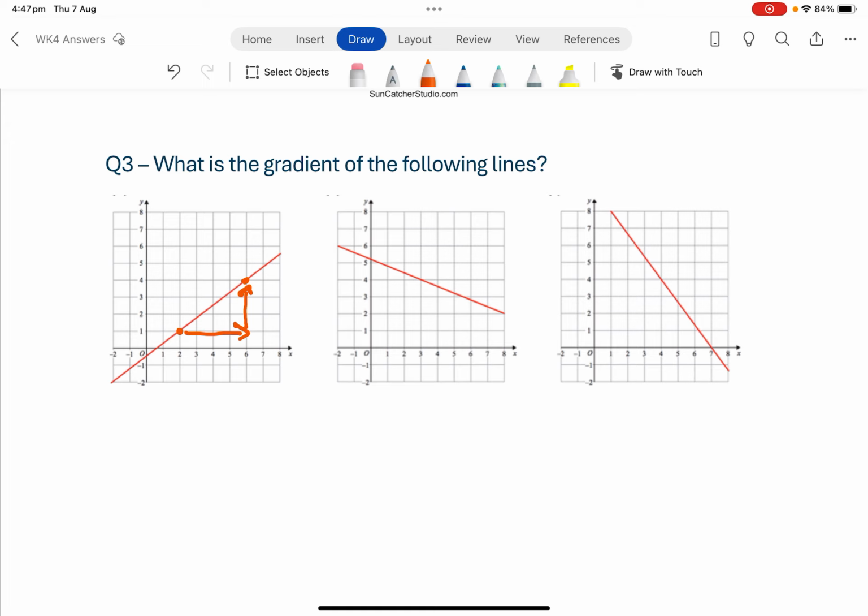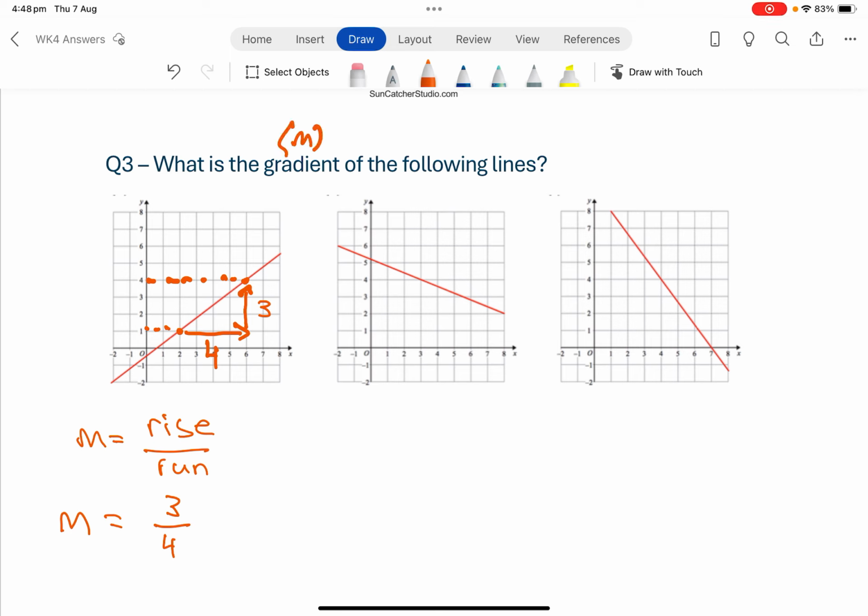Well, I've gone from 2 to 6 across, so I've traveled 4 units to the right. And then I've gone from 1 all the way up to 4, going up. So I've traveled 3 units up. If I use the formula I've given you guys in class, m equals rise over run. My rise here, I've gone up 3, so my rise is 3, and my run is 4, I've gone across 4. All right, and that's the gradient. Remembering that m is the letter we use to represent the gradient.